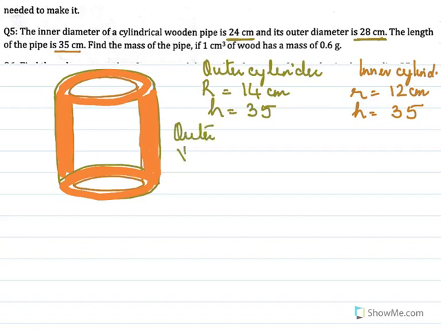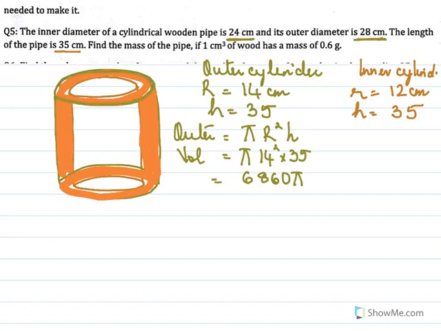So we have the outer volume, which is pi r square h. Pi, the r is 14 square, h 35. When you work this out, you get 6860 pi, the outer volume. But because this inner one is hollow, we need to subtract. Here this is the inner one, has to be subtracted because there is no wood in the middle.